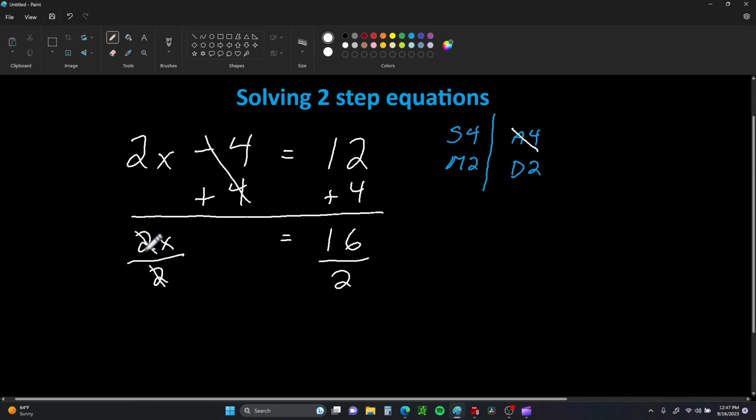So 2 goes into itself once. 2 goes into itself once again. And then I have x by itself. I bring down the equals, and fractions are a division problem. So 16 divided by 2 is 8. This is the final answer.